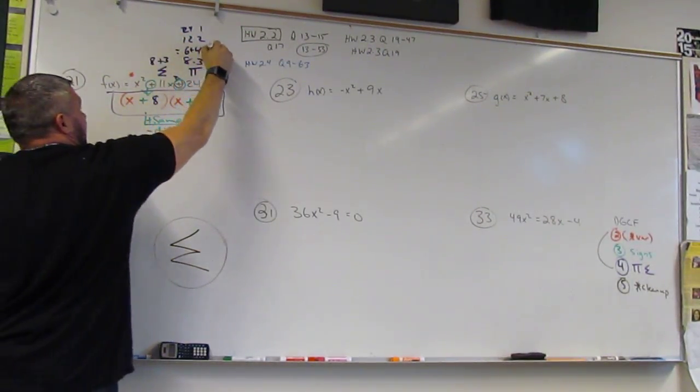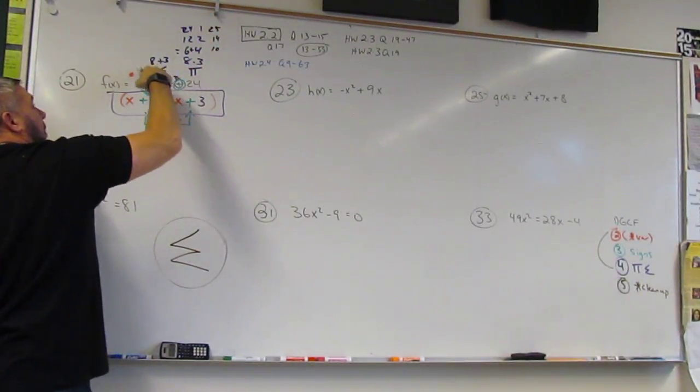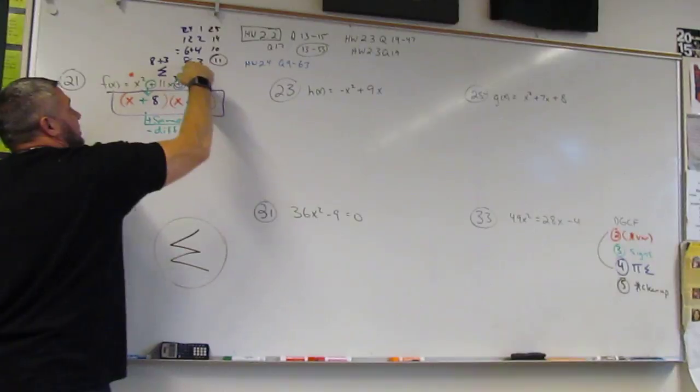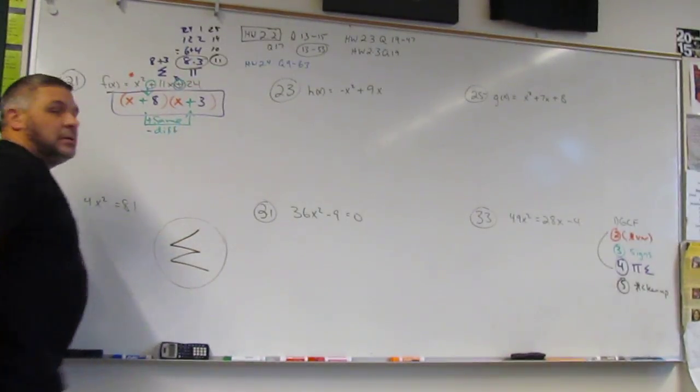Well, this one is 10, right? This one is 14. This one is 25. We want 11. This one is 11. So that's why we choose 8 and 3.